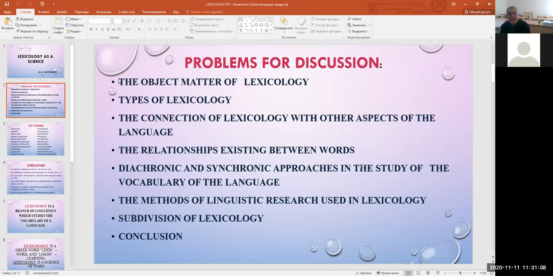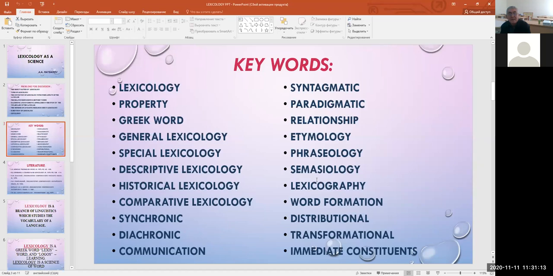What keywords? Lexicology, property, Greek word, general lexicology, special lexicology, descriptive lexicology, historical lexicology, comparative lexicology, synchronic, diachronic, communication, syntagmatic, paradigmatic, relationship, etymology, phraseology, semasiology, lexicography, word formation, distributional, transformational, and immediate constituents.